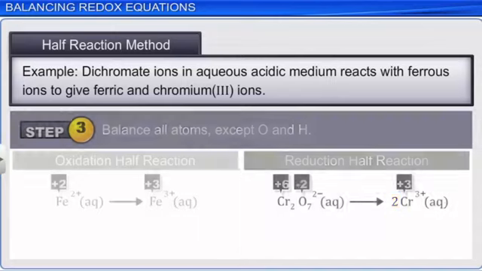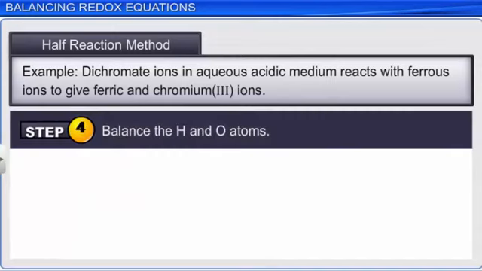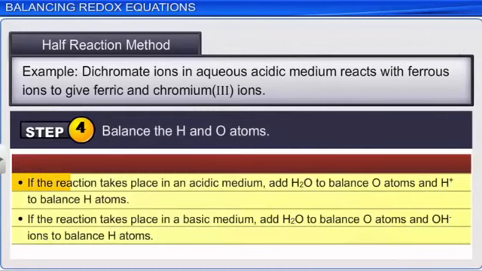Now in the fourth step, balance the H and O atoms. If the reaction takes place in an acidic medium, add H2O to balance O atoms and H plus to balance H atoms. If the reaction takes place in a basic medium, add H2O to balance oxygen atoms and OH minus ions to balance hydrogen atoms.